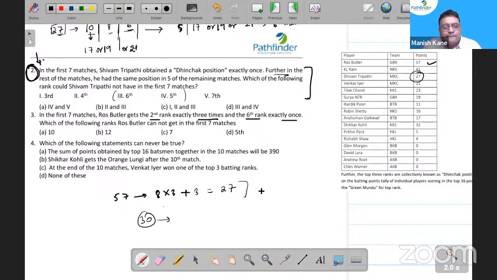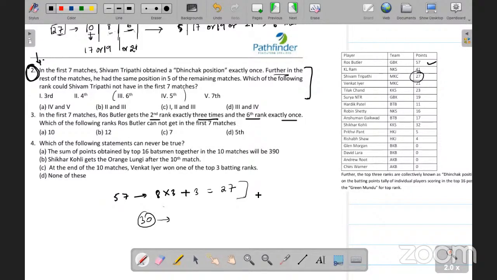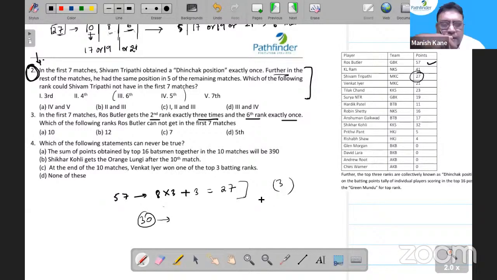In how many matches? He needs 30 points in 3 matches. Rank 2nd exactly 3 times. So 8 3s are 24 plus 3, 27, and you have 30 points. Oh, this question also has a mistake now. Okay. I admit there is an issue with these 2 questions. I guess I'll need to vet and get back to you on this.